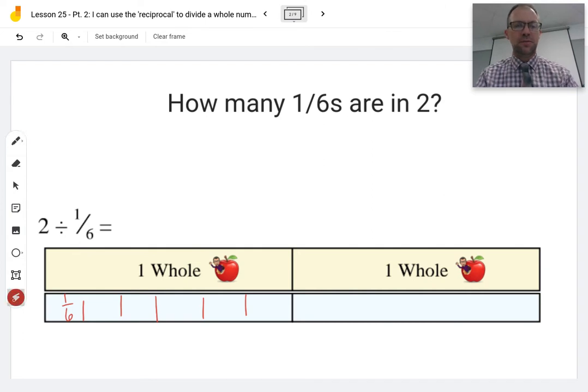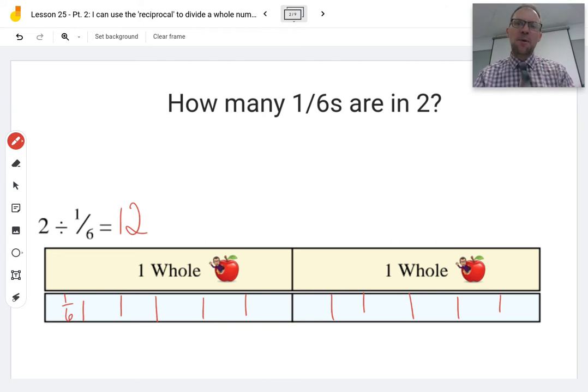So we could do that. Let's see, there's 1, 2, 3, 4, 5, 6. How many more pieces will be over here in the second bar? Yep, another 6. And 6 plus 6 is 12. 12 is our quotient. When we take 2 and divide by 1/6, we get 12.